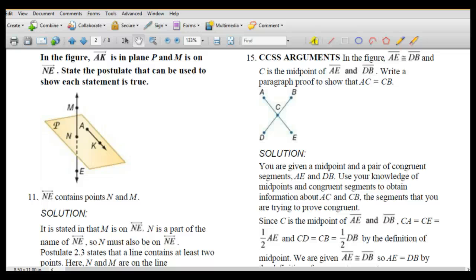So at this point, we're going to prove that AC is equal to CB based off of this information and any definitions, postulates, and theorems that we know. So you're given a midpoint and a pair of congruent segments, AE and DB. Use your knowledge of midpoints and congruent segments to obtain information about AC and CB, the segments that you're trying to prove congruent. So this is kind of the plan for the proof, and now we go into the proof itself.